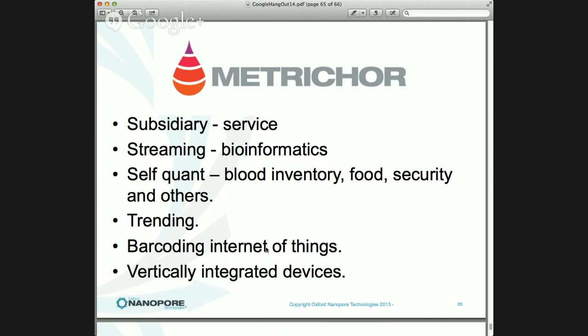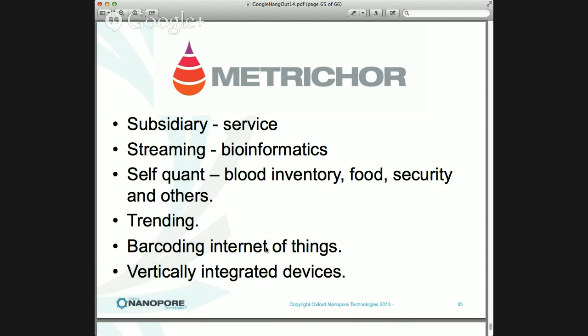Now, where we see that going is in non-traditional areas, so out of laboratory, for example, self-quant, food production line, biosecurity, areas where for DNA sequencing you don't want to have a lab. The way that works is, I think Metricore will effectively sell a software service with vertically integrated devices. If you think about your Jawbone Up, your Nike FuelBand, something like that.